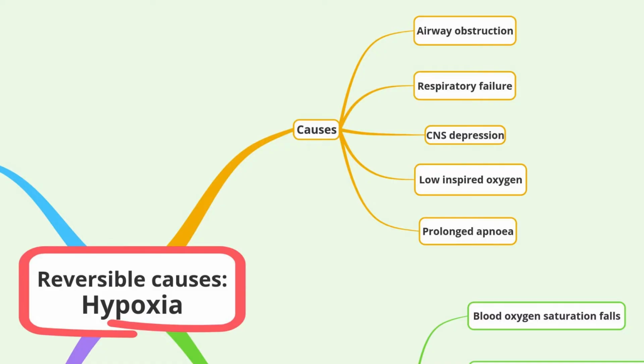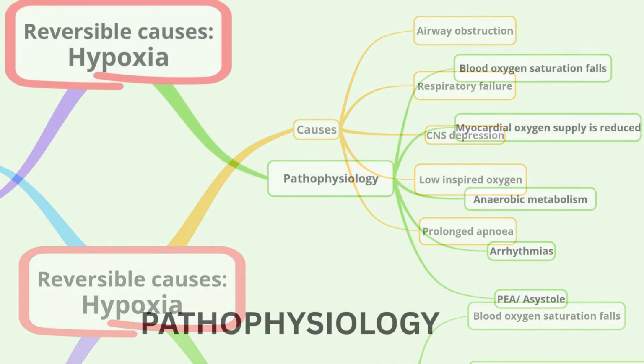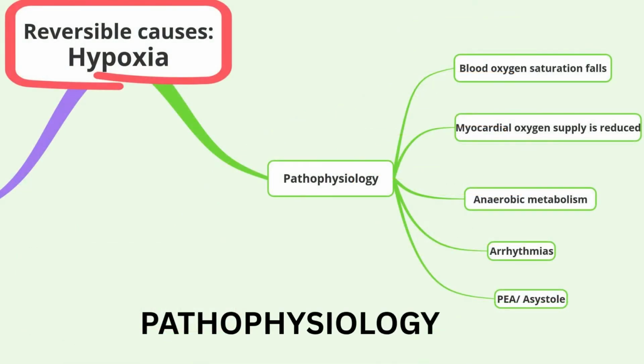or drug toxicity. During hypoxia, blood oxygen saturation falls, myocardial oxygen supply is critically reduced, anaerobic metabolism leads to acidosis, and arrhythmias may develop. Eventually, hypoxia leads to pulseless electrical activity or asystole, especially if not corrected early. In asphyxial cardiac arrest, the primary insult is respiratory, and ventilation with high oxygen becomes the key intervention, not defibrillation.